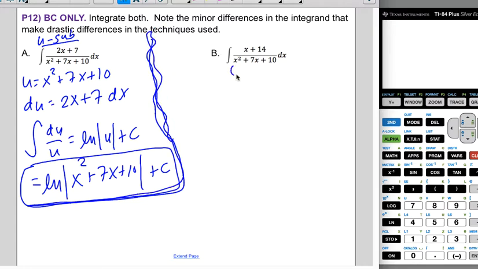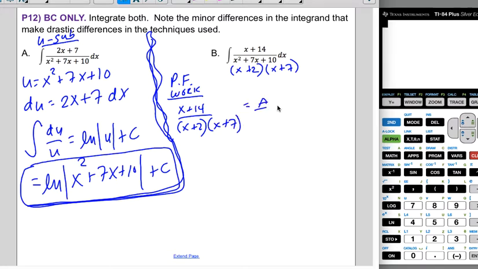Now this one's probably partial fractions, because it factors, and the top is definitely not a multiple of the bottom. So I'm going to go ahead and do my partial fraction work. I'm going to recognize that x plus 14 over x plus 2 times x plus 7 is a over x plus 2 plus b over x plus 7, meaning that the a is missing the x plus 7 as a factor, and the b is missing the x plus 2.